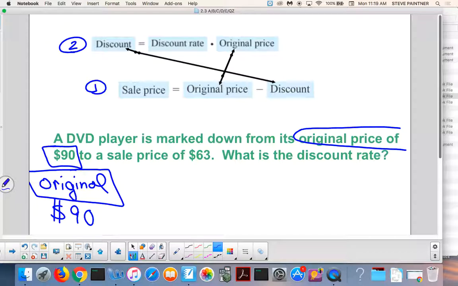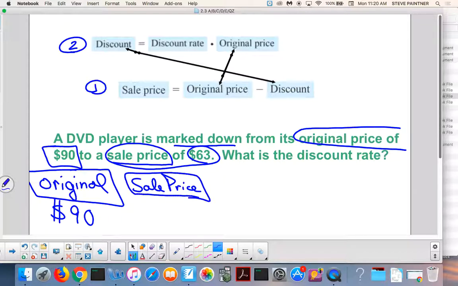But wait a minute. It's marked down. Oh, it's marked down to a sale price of what? 63. That's the 63. So no, hang on. That's the what? Sale price. Okay. Sale price of $63.